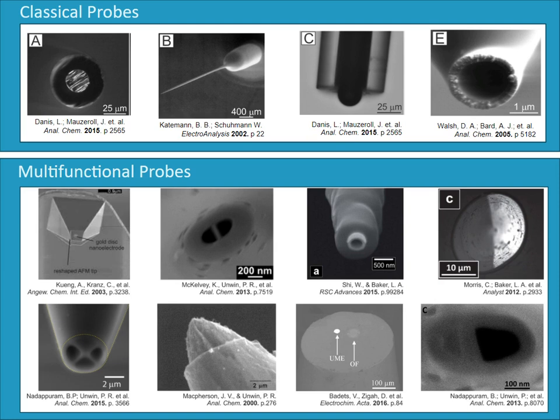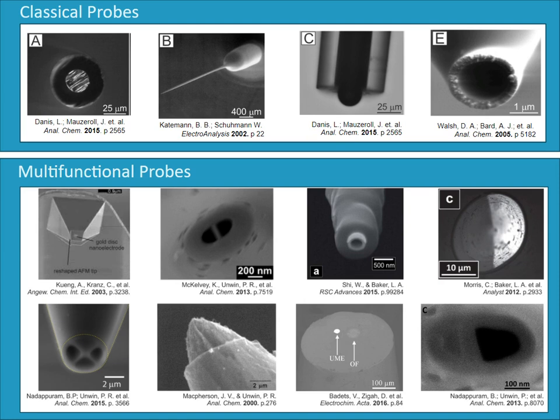pipettes. Also, as SECM has progressed, multifunctional probes have started to emerge, being able to combine two different detection schemes. And you see in the combination of AFM SECM, the use of dual platinum and carbon probes.